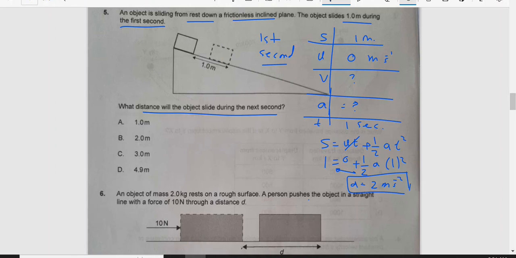Now the final velocity V will equal initial velocity u plus acceleration times time. This is another equation. Initial velocity is 0, acceleration now is 2 times 1. So V final here is 2 meters per second.